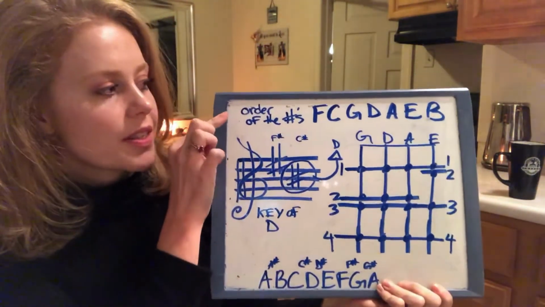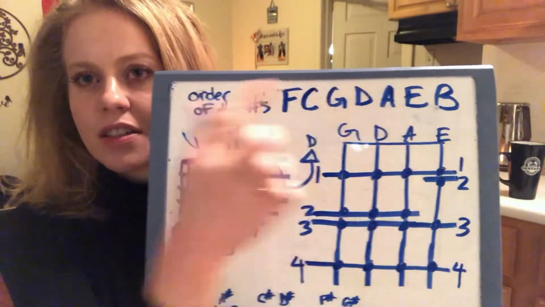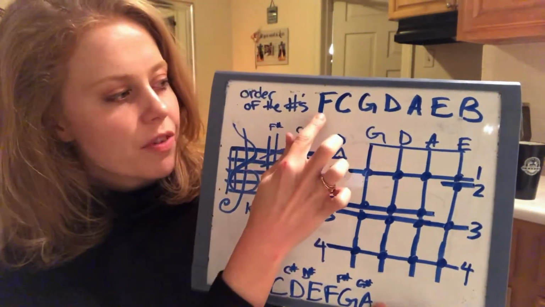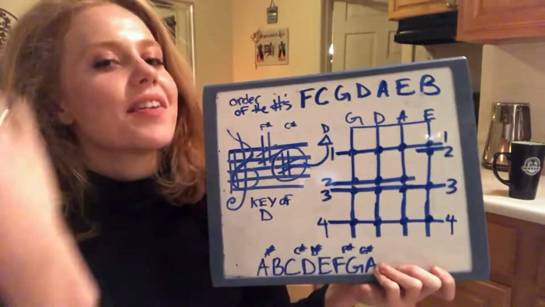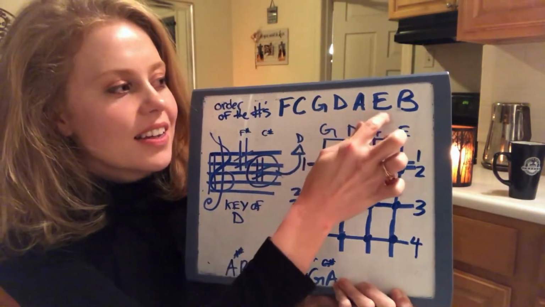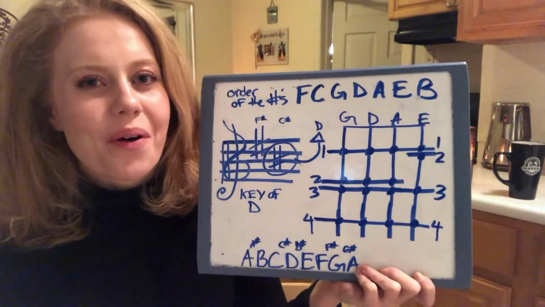So up here, this is very important. Go ahead and memorize this. This is the order of the sharps. And my little acronym for that is Father Charlie goes down and eats breakfast. What is it? Father Charlie goes down and eats breakfast. I'll try to ask you that in about 2 minutes or so.